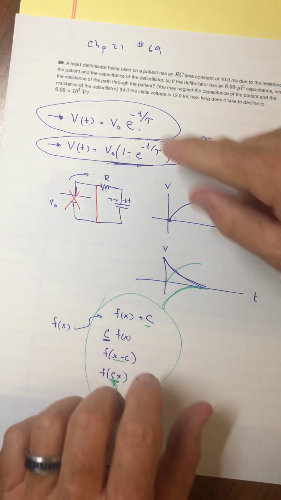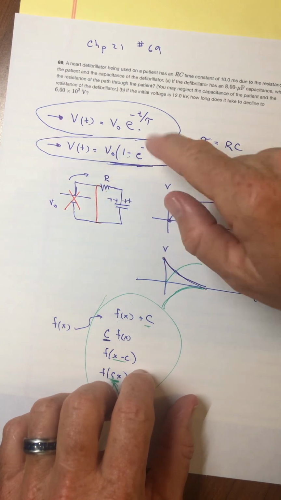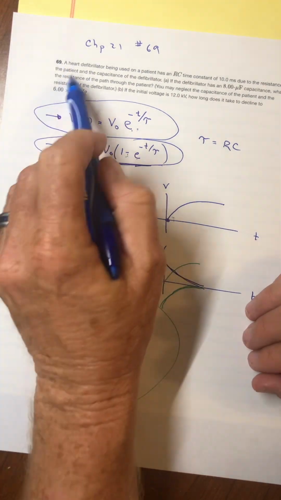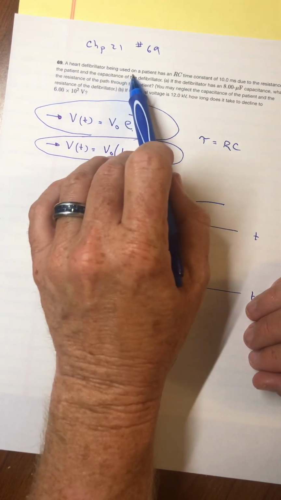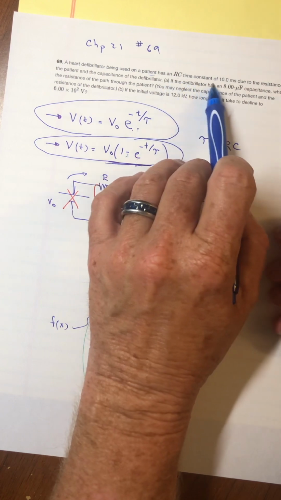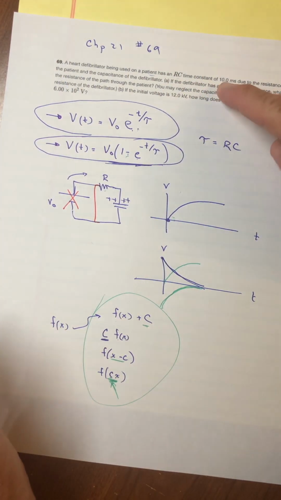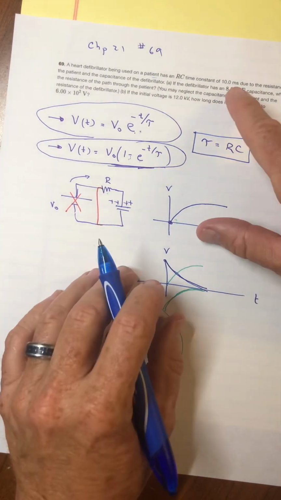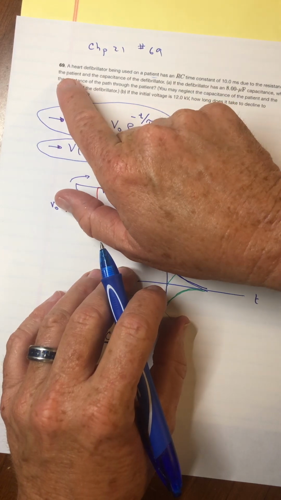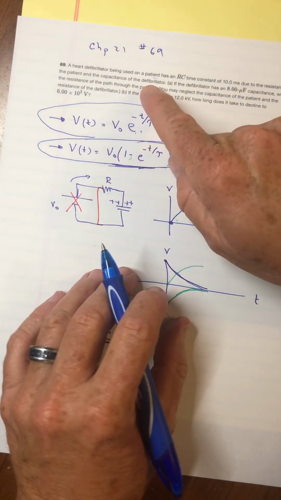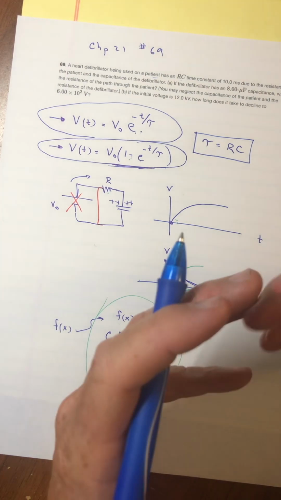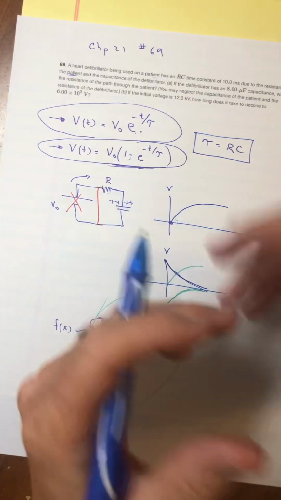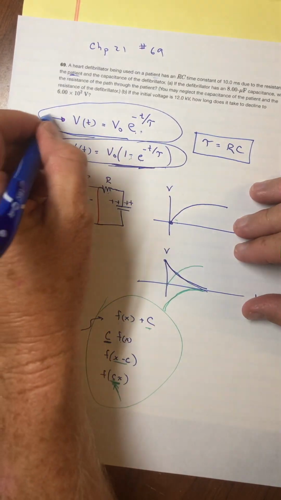But like I said, the main crux of this question, somebody was asking about charging and discharging. So let's read this and decide whether we are discharging or charging here. And so it says a heart defibrillator being used on a patient has an RC time constant, and they give us the value of 10 milliseconds. So we're going to use this equation here. That's the 10 milliseconds. Due to the resistance of the patient and the capacitance in the defibrillator. Okay. So when it is discharging, the resistance is the patient themselves. So we're talking about a discharging situation. So we're going to focus on this equation.